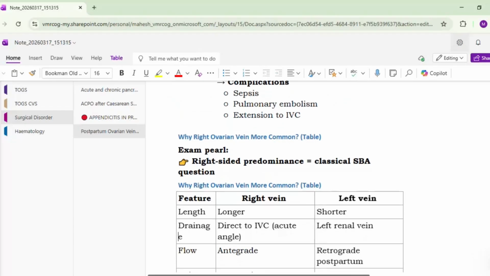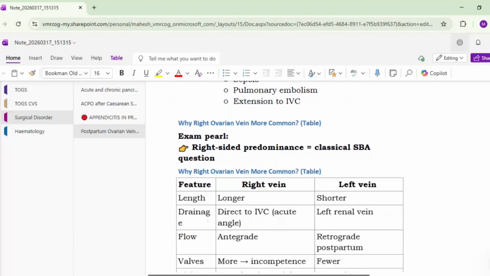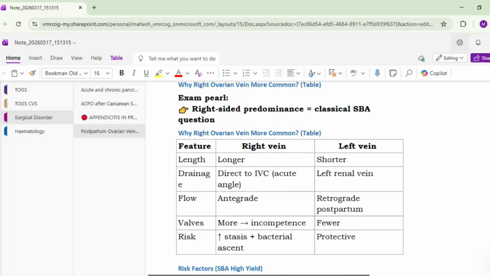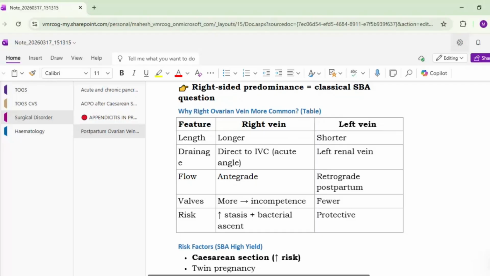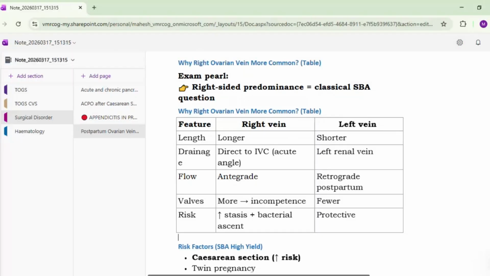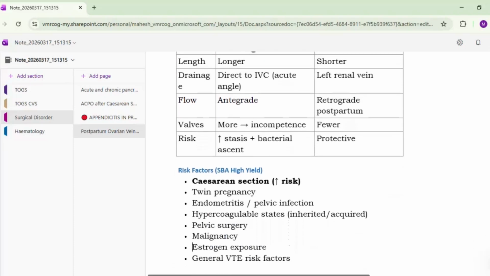Okay. So which side is more common? It is the right side that is more common. Right-sided predominance can be classically asked in the SBS. Because the right-sided vein is longer, it drains directly into the IVC. There is an acute angle. Then there is antegrade flow, so the walls are likely to be incompetent on the right side, and there is increased risk of stasis and bacterial ascent. While the left-sided vein is shorter, it drains into the left renal vein, and flow is retrograde postpartum. Walls are unlikely to be competent there.